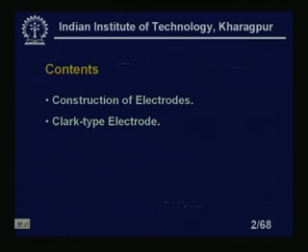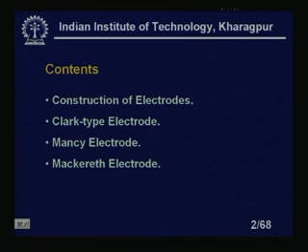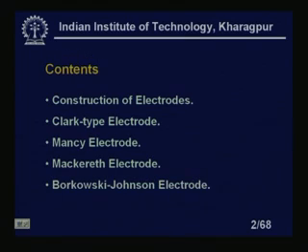Then Clark type electrodes. We will basically consider 4 different electrodes, and discuss them one by one: what are the advantages, what are the disadvantages, and what are the relative properties of these electrodes. Then Mansi electrodes, a name given by some inventors, which are most widely used for bioreactors. Then the Mackereth electrode, and then the Barkowski and Johnson electrode. These are the 4 different electrodes we will discuss in this lesson.